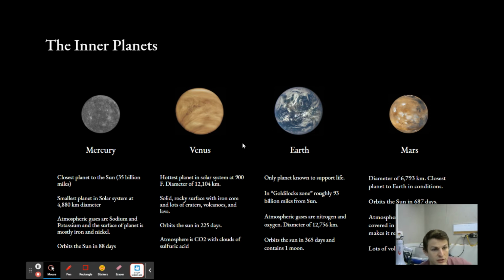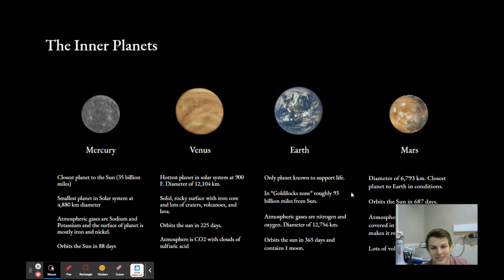Atmosphere is full of sulfuric acid clouds and a bunch of CO2. Next, the Earth is the only planet we know to support life. We've got 1 moon. Our atmospheric gases are primarily nitrogen and oxygen. There's some other things in there as well, but those are primarily the gases. It orbits the sun in 365 days, and it's in that Goldilocks zone.